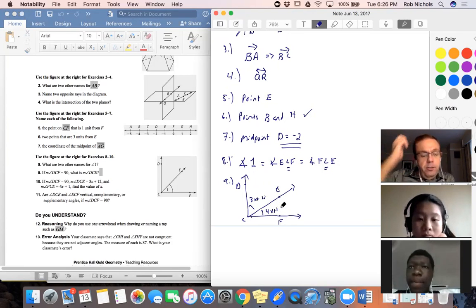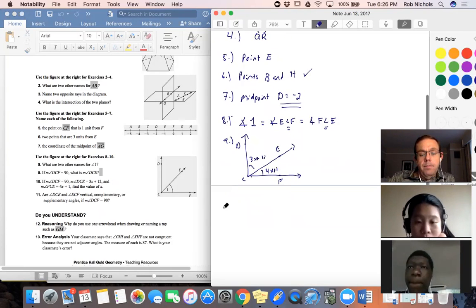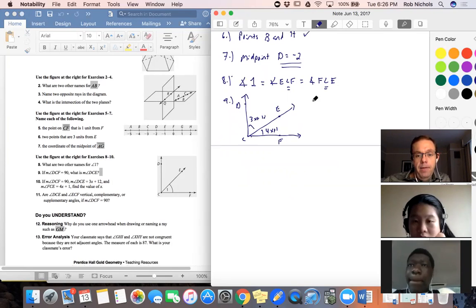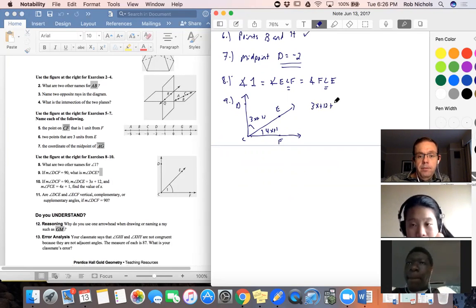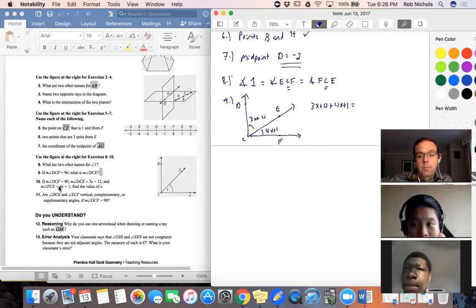So how do we set up an equation to solve for x? You add them together. Okay, so we have 3x plus 2 plus 4x plus 1, and what's that supposed to equal? Any ideas? How about 90 degrees? Yeah. So what's this the illustration of? Does anyone remember the theorem or the postulate that this describes?